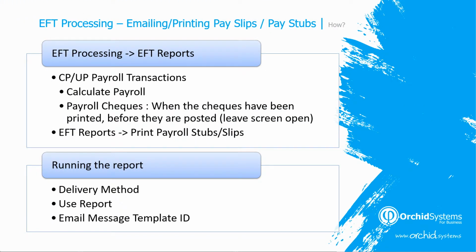So we've just seen how you need to first calculate your payroll and then print your payroll checks. And then before you say yes and post them, you go to EFT reports and print the payroll slips. And you can specify the delivery method either to your own print destination to print preview, or the employee's destination to email or print depending on their preference. You select which report you want to use or change the report you want to use, and the email message template ID.